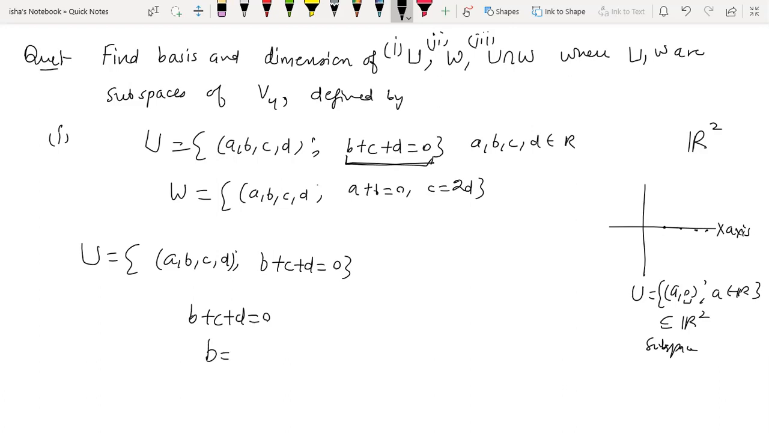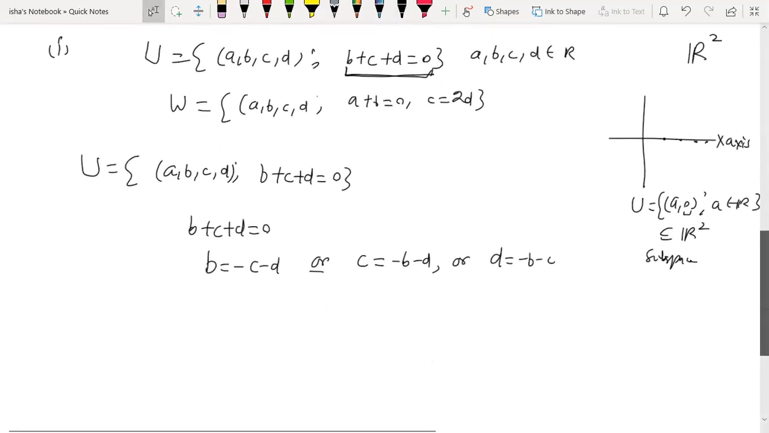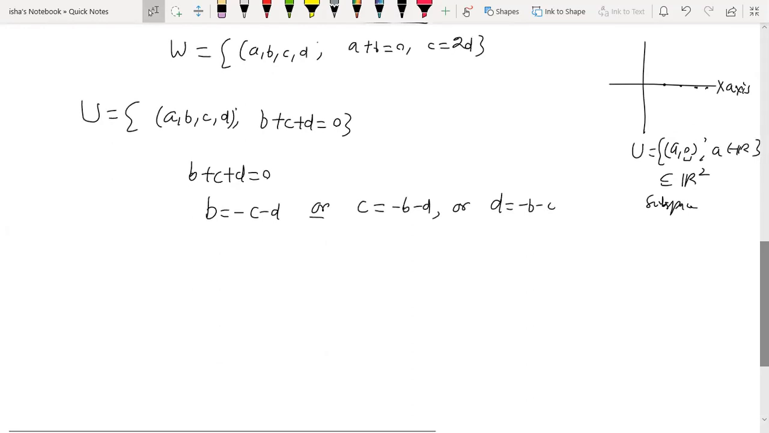I can find b in terms of c and d. So b will be minus c minus d, or I can write c is minus b minus d, or d is minus b minus c. Clearly, because there are three constants and one equation, we cannot find their explicit values. One will be expressed in terms of the other two, and you are free to choose whichever one. So I am choosing b is minus c minus d. There is nothing more I can do with this single condition, as I do not have any additional information.